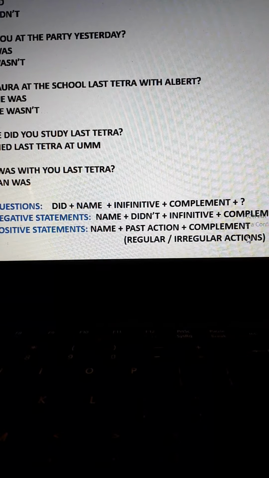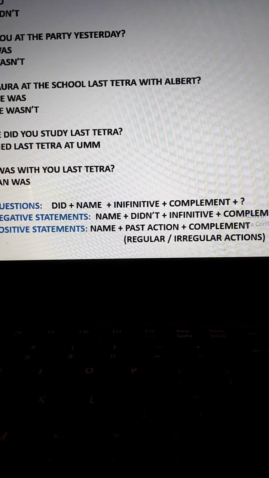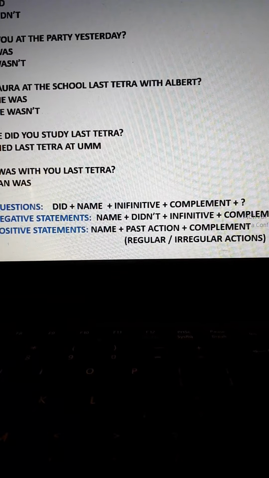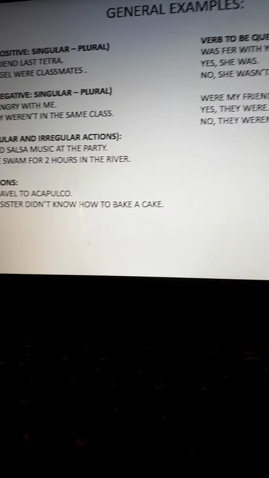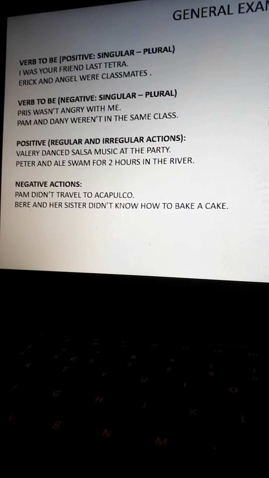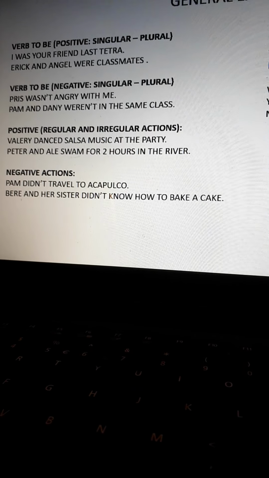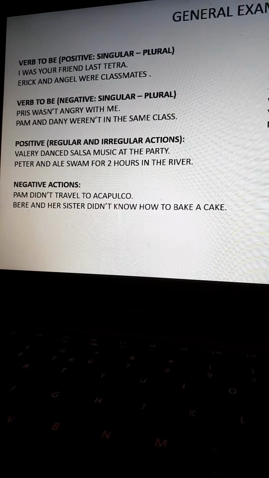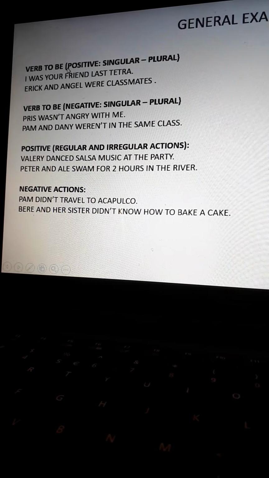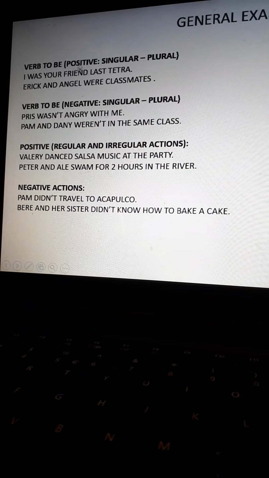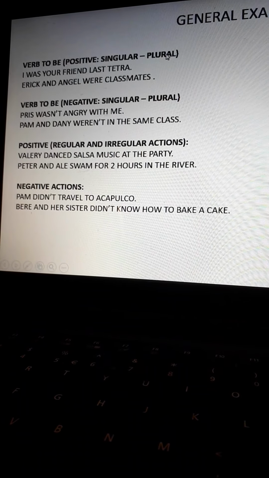And if you are going to work with was or were, well, remember that was is for singular and were is for plural, okay. Then we have here general examples, okay. Está más fácil así porque se los puse dividido para que sea más fácil para ustedes. Verb to be, okay. Verb to be, positive, singular or plural.